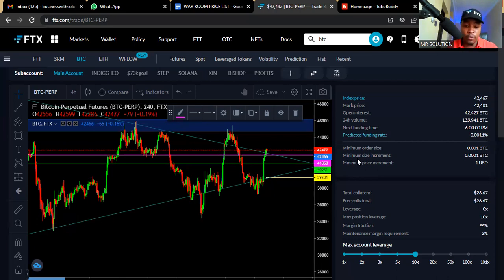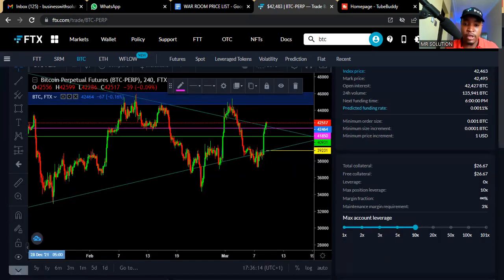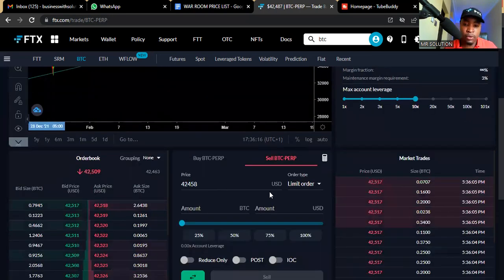So you give your reason for shorting the trade, and then you put your order type. What order type are you using? Now I'm using a sell stop order. So you put it there and then proceed to take the trade. So we have to enter the trade.